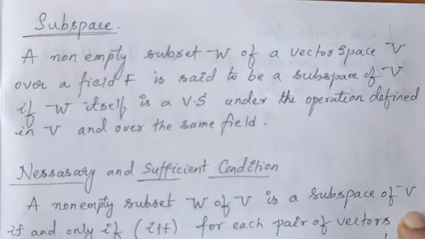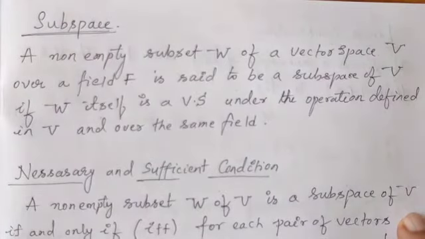The definition is: a non-empty subset W of a vector space V over a field F is said to be a subspace of V if W itself is a vector space under the operations defined in V and over the same field. So that means if you have a non-empty subset of a vector space and that non-empty subset satisfies all the properties of a vector space with respect to addition and multiplication and over the same field, then it is called a subspace. So actually we have many properties to prove that something is a vector space.